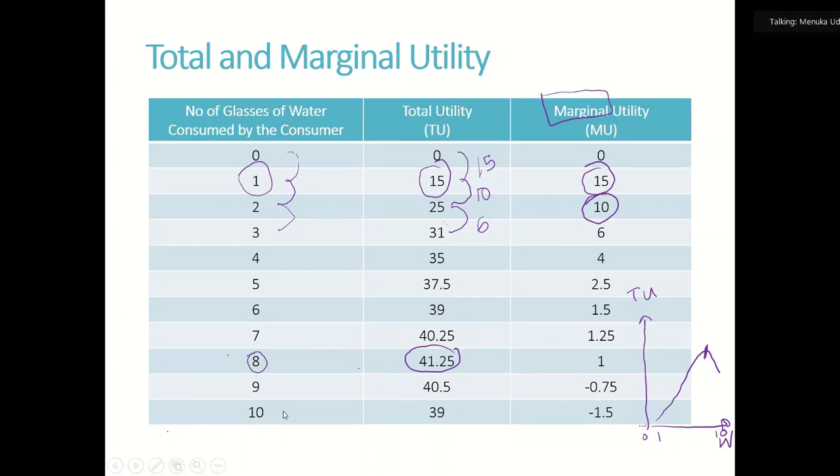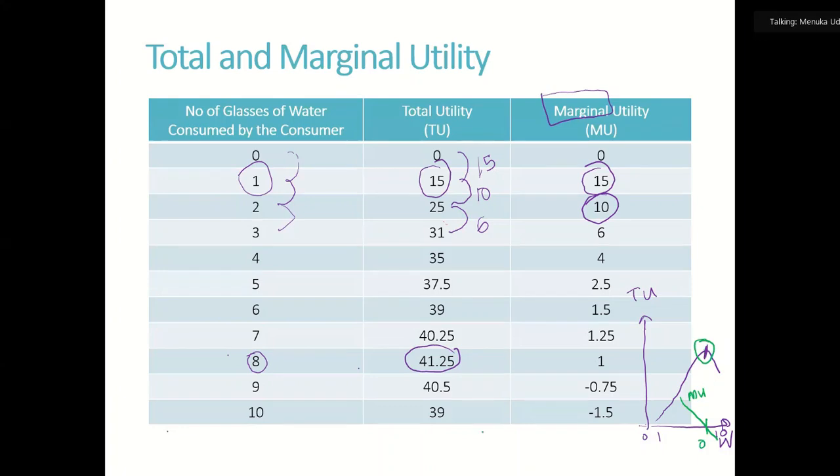So, if I plot that on the same graph, you will see that it gradually decreases. This is your marginal utility. And you will see that when total utility is at its maximum point, the marginal utility is 0.